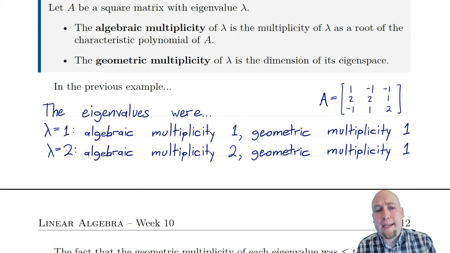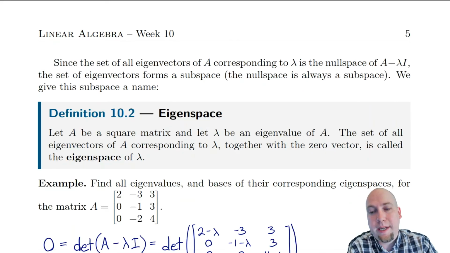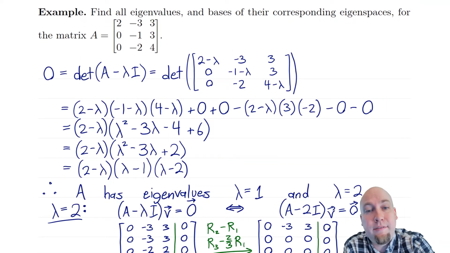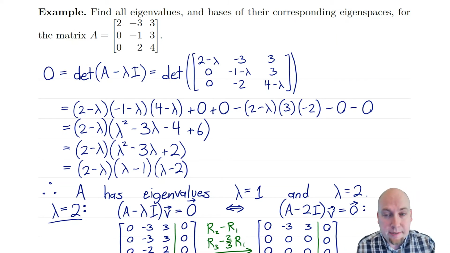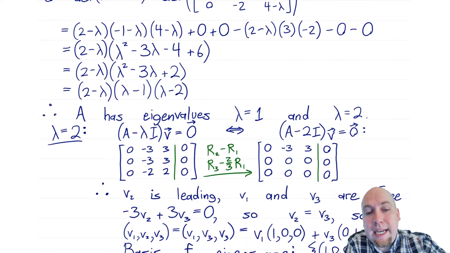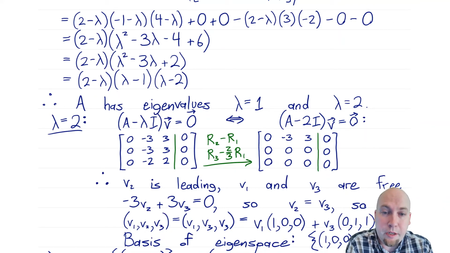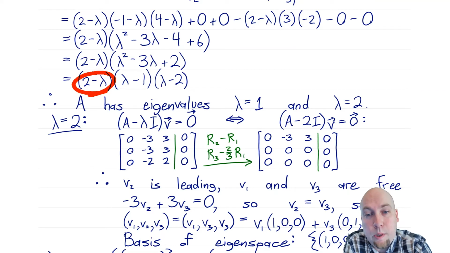I want to go back and contrast this example with an example that we saw a few pages ago, back on page 5 of this week's notes. This was an example that we went through 2 lecture videos ago. We computed the eigenvalues of this 3 by 3 matrix, as well as bases of the corresponding eigenspaces. We computed that the eigenvalues were lambda equals 1 and lambda equals 2, just like the example that we went through in today's video. Furthermore, the algebraic multiplicities were even the same: lambda equals 1 with algebraic multiplicity 1, and lambda equals 2 with algebraic multiplicity 2, because the lambda minus 2 factor occurs twice here.